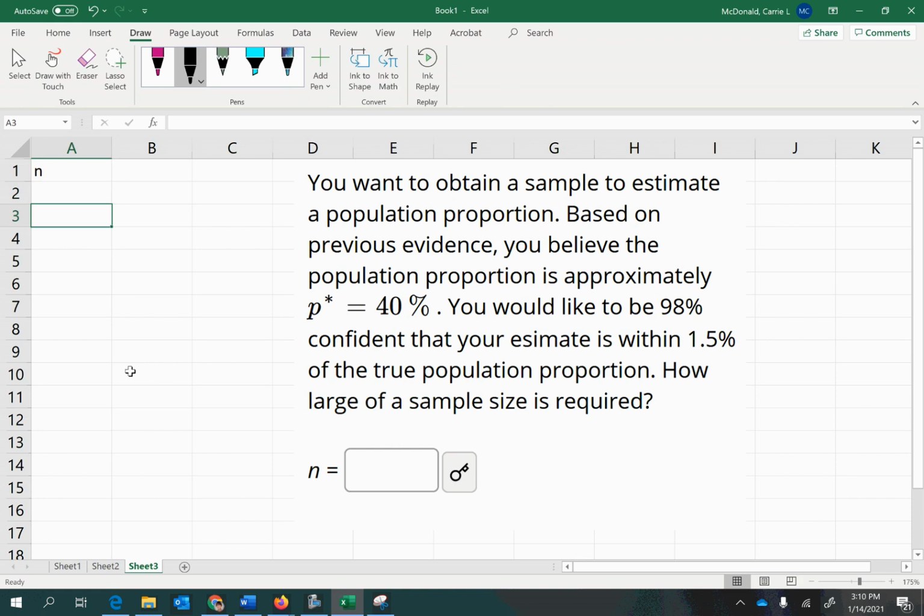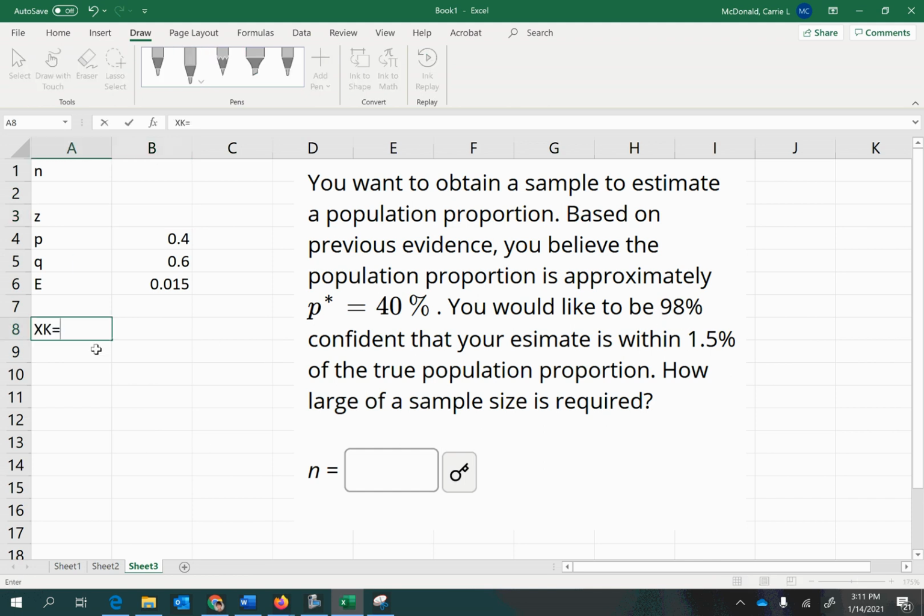So N, again, we're still estimating N. We still need Z, P, Q, and E. And we can take the P as 0.4. Q is 1 minus P, so that's 0.6. And the E is whatever it says within. Look for that key phrase. And then put in, that's 1.5%. Move the decimal place backwards twice. So that's 0.015. And then we need our Z score to match the 98% confidence.